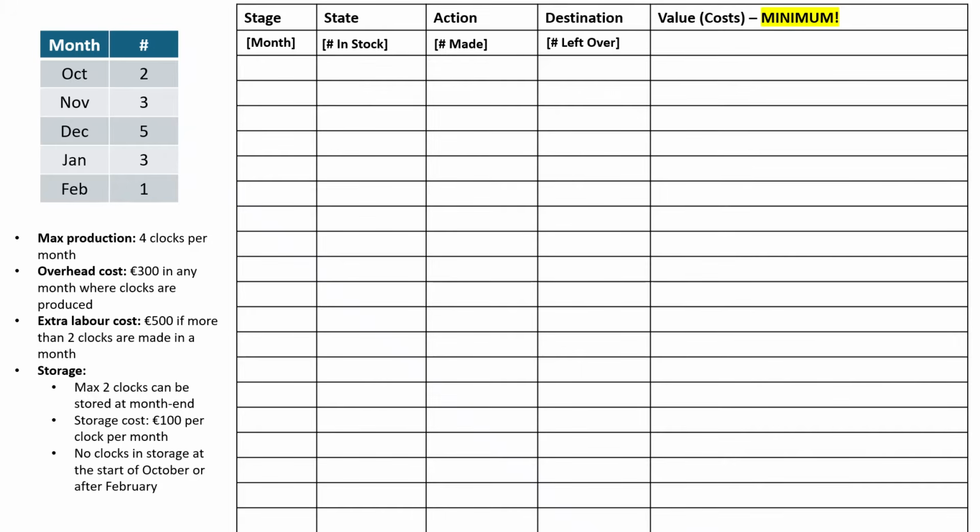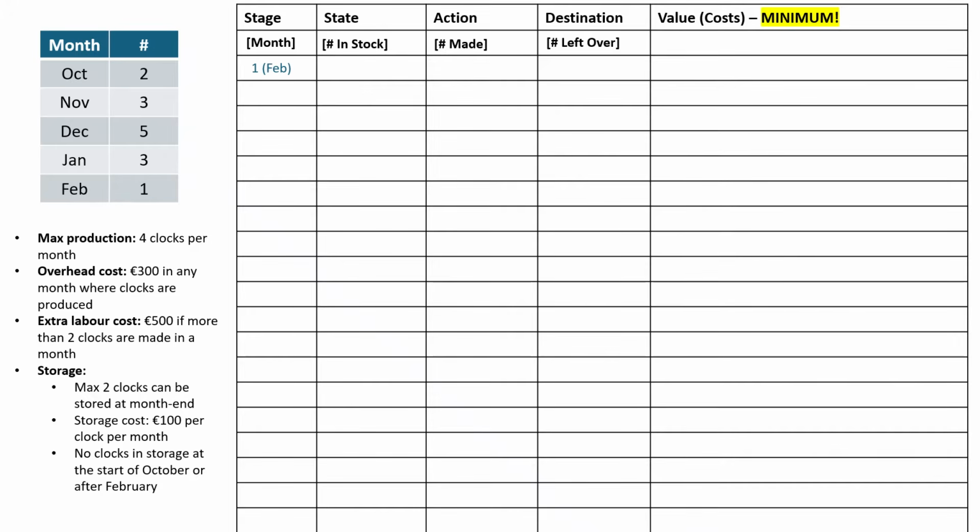We have a max production, which means we can only make 4 clocks maximum per month. There is an overhead cost, which is 300 in any month where clocks are produced. There's extra labour costs of €500 if more than 2 clocks are made in a month. And then for storage, a maximum of 2 clocks can be stored at the end of the month. Storage costs are €100 per clock per month, and there are no clocks in storage at the start of October or at the end of February. So we need to bear all those things in mind as we're working through.